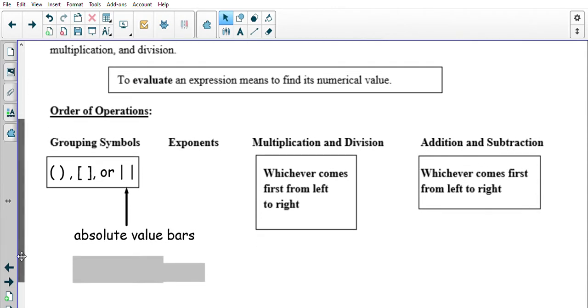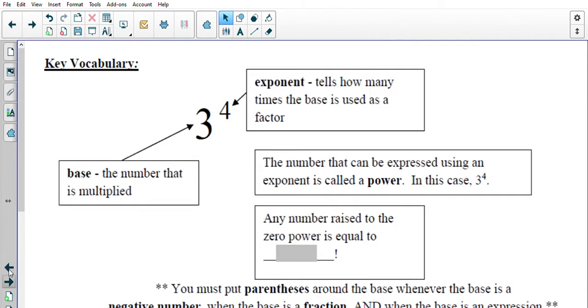All right, let's talk a little bit about exponents. So some key vocabulary related to exponents. First of all, if we have this, this is 3 to the 4th power. The big number is our base, big number, base. That's the number that's going to be multiplied. The little number is our exponent. It tells us how many times the base is used as a factor. And the entire thing, the number that can be expressed using an exponent, is called a power. In this case, 3 to the 4th power.